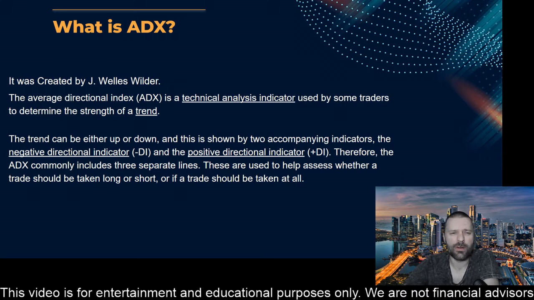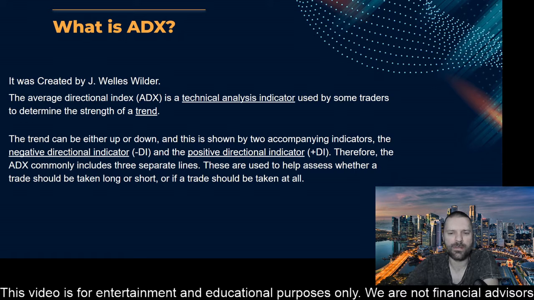The average directional index, or ADX, is a technical analysis indicator used by some traders to determine the strength of a trend. The trend can be either up or down, and this is shown by two accompanying indicators, the negative directional indicator, minus DI or DI minus, and the positive directional indicator, which is DI plus or plus DI. Therefore, the ADX commonly includes three separate lines.